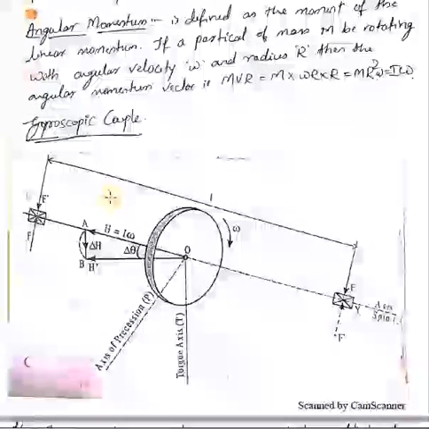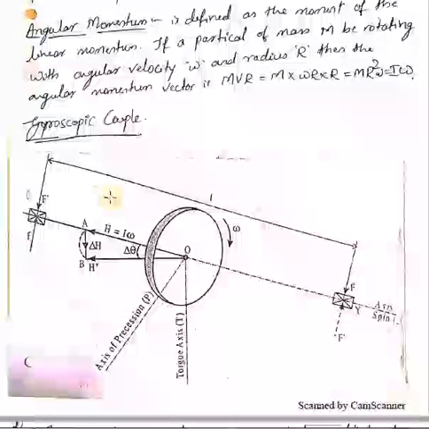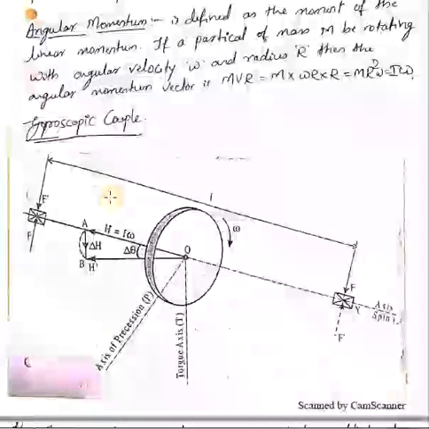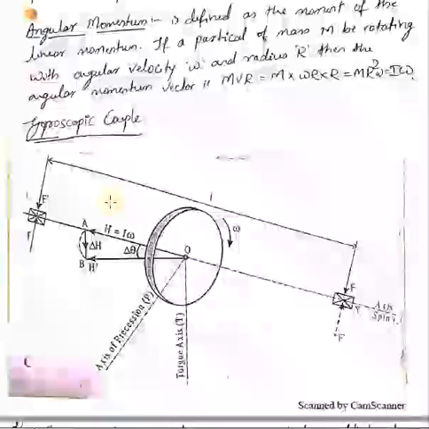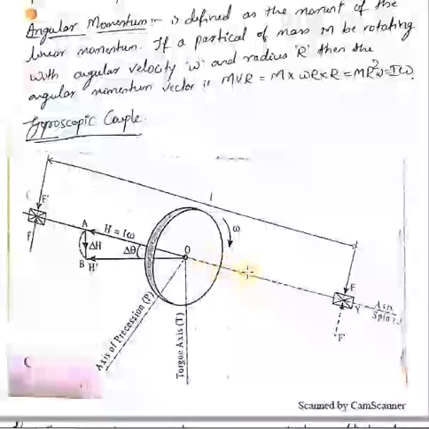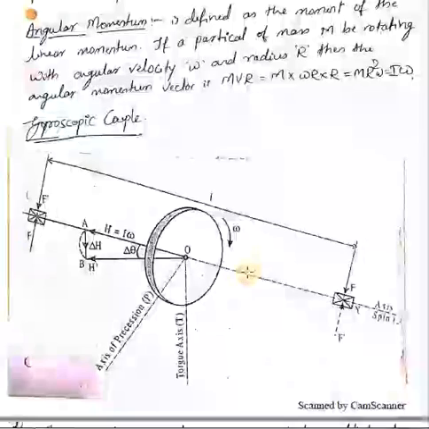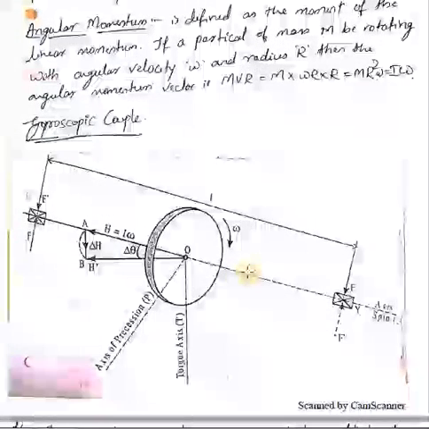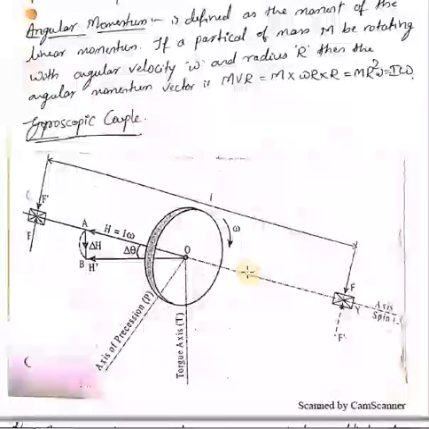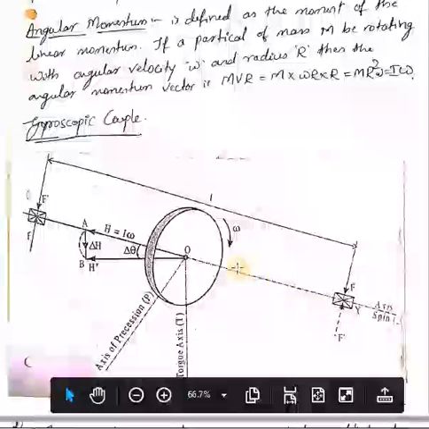Now we will try to write the equation for gyroscopic couple. Let us consider a disc which is keyed to a shaft. It is rotating in the bearings x and y as shown here. The axis about which the body rotates is called the axis of spin, and the axis about which the axis of spin tends to turn is called the axis of precession. This is the axis of precession and this is the axis of spin.